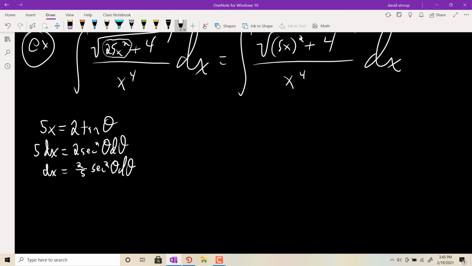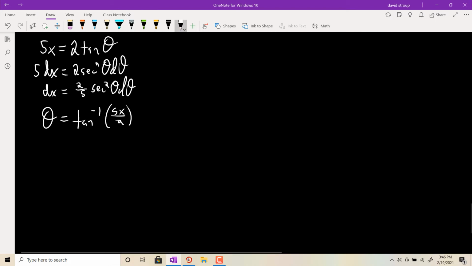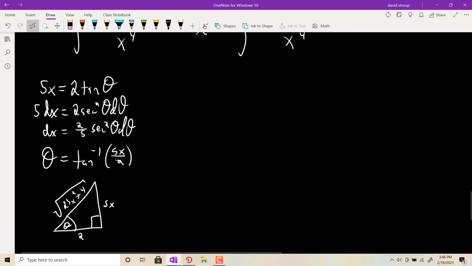Okay, now I'm going to solve for theta. So theta will end up equaling tan inverse of 5x over 2. And finally, I might as well get my triangle ready in case I need it. I just like to get all the busy work out of the way. Tangent is opposite over adjacent, and then the Pythagorean theorem will give me the square root of 25x squared plus 4 right there. Okay, let's box all that junk off.